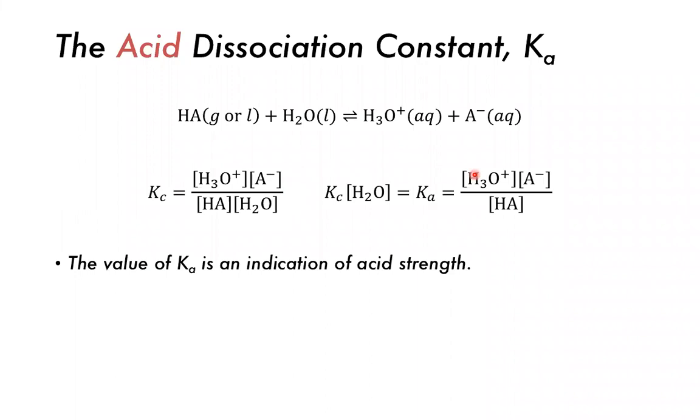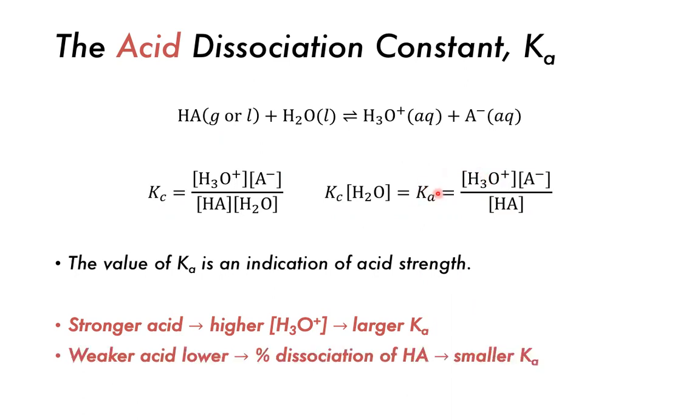So the value of Ka is going to be an indication of acid strength. The stronger an acid, the higher the H3O+ concentration, which means the larger the Ka value. Why would we get a larger Ka value? Well, as H3O+ concentration increases, HA concentration consequently decreases, which means if this number gets smaller and this number gets bigger, then overall Ka is going to be larger. So with a weaker acid, we have a lower percent dissociation of HA, leading to a smaller Ka.